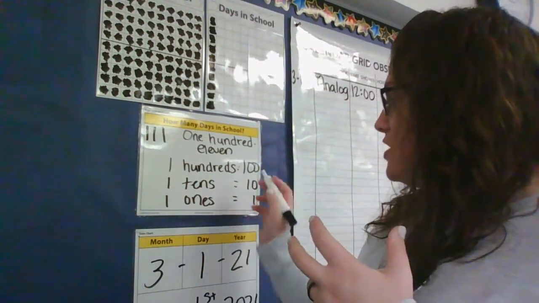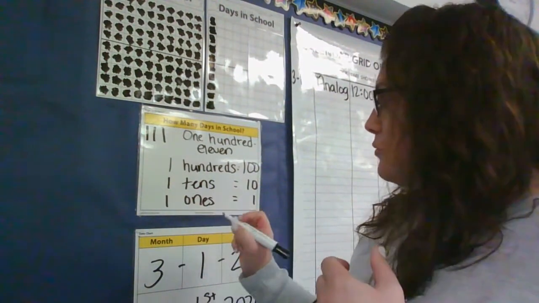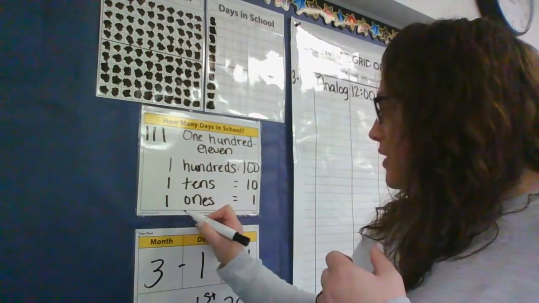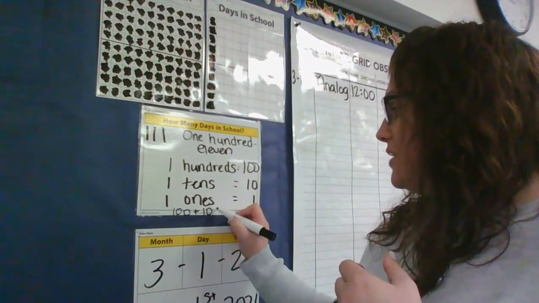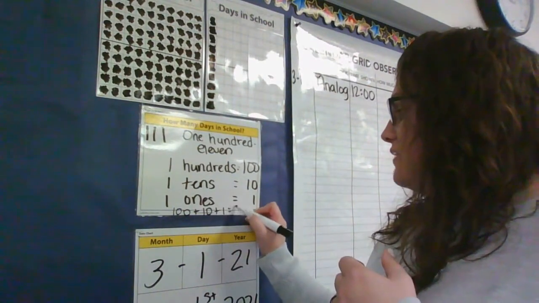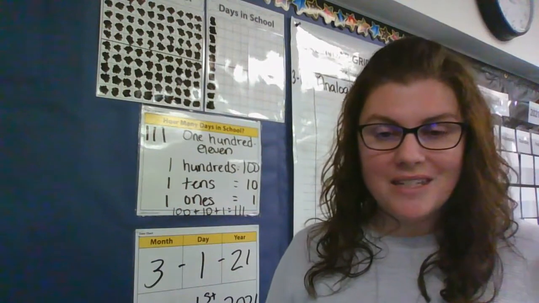So now we need to write that equation and put it all back together. Are you ready? I've run out of room. That's okay. I'm going to write really small. We are going to take our hundreds. So we're going to take that 100 plus our tens, so plus 10, plus our ones gives us 111.